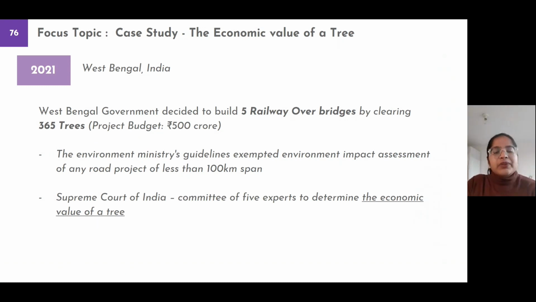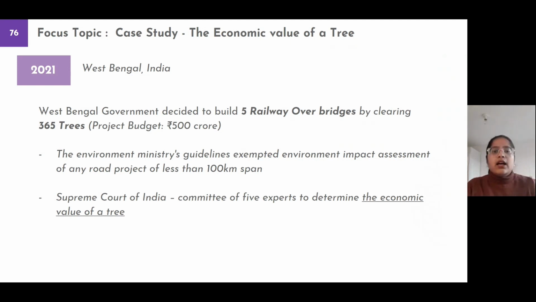So we look at the economic value of the environment, and we do this with a specific case study of India. So in 2021, in West Bengal, India, the West Bengal government decided to build 5 railway overbridges by clearing 365 trees. And the project budget was 500 crore rupees.